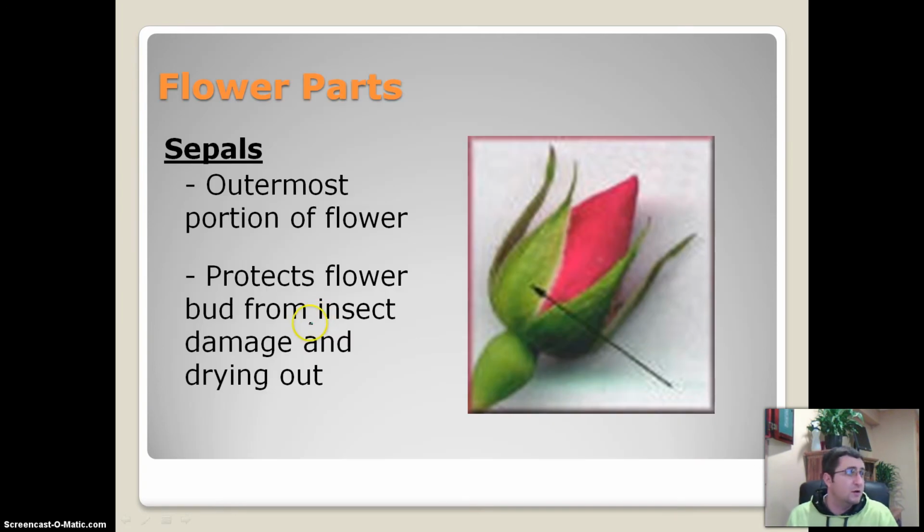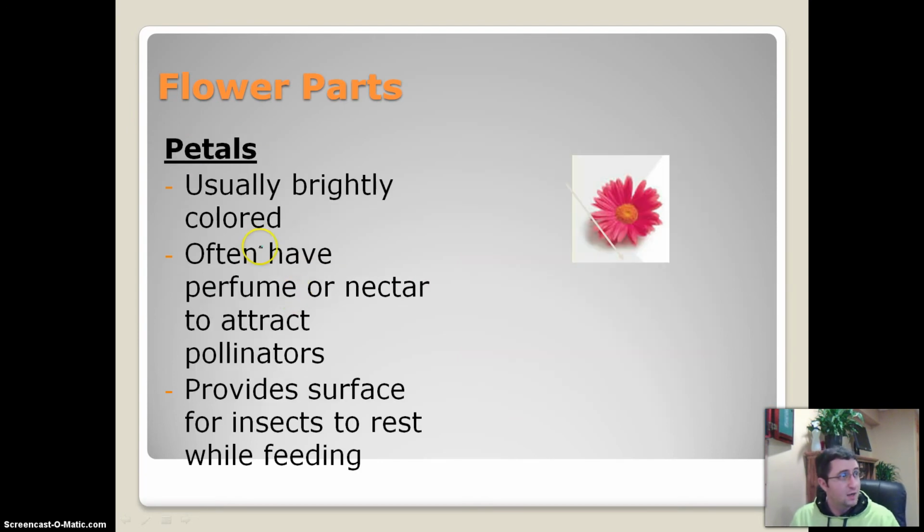So we have several parts to every flower. One of those parts is called the sepal. That is the outermost part of the flower. This arrow's pointing to it right here. They're not always green, but they're similar to leaves, so the outer part of the flower. Every flower has one of these, but sometimes you can't see them. The goal of the sepal is to protect the flower from insect damage as well as dehydration. So we want to keep that water inside of the flower as much as possible.